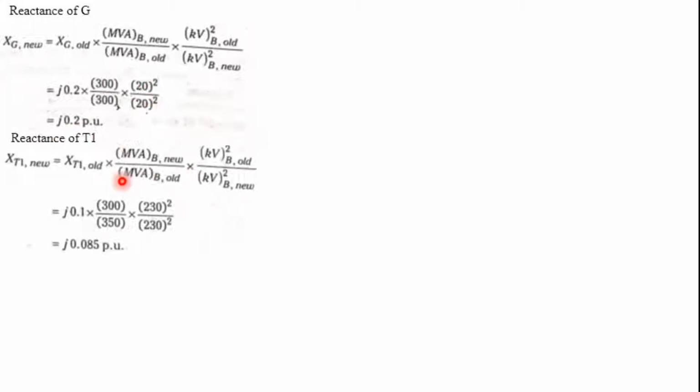Consider generator G. So X pu new is equal to X pu old into MVA base new by MVA base old, times the voltage ratio squared. Substituting this value, the new voltage values are same. We will get 0.2 per unit. For the transformer T1, same way, the new value is 300, the old value is 350. Considering the HT side, 230 by 230, we will get 0.085.